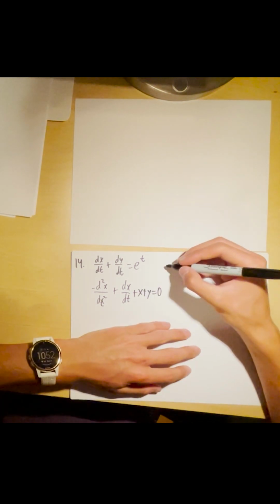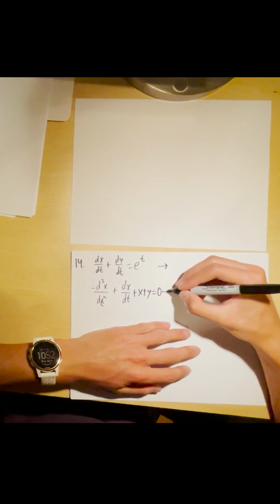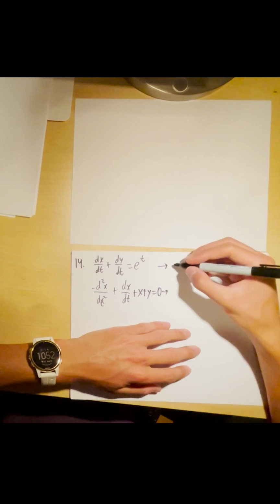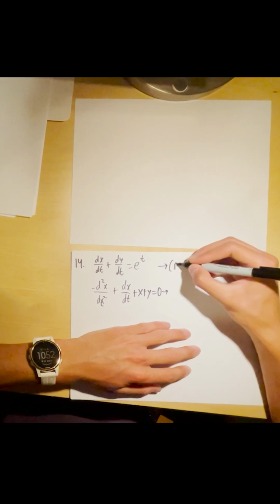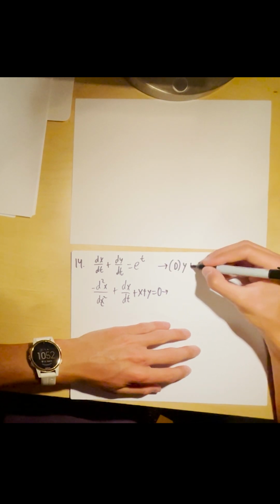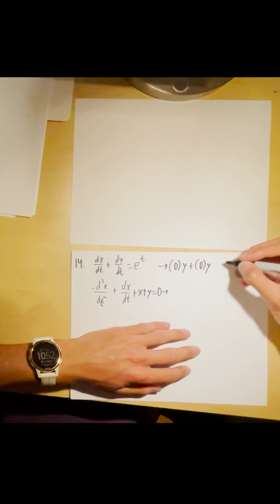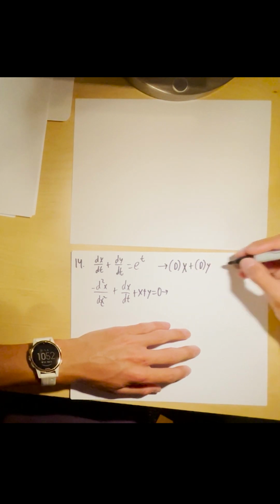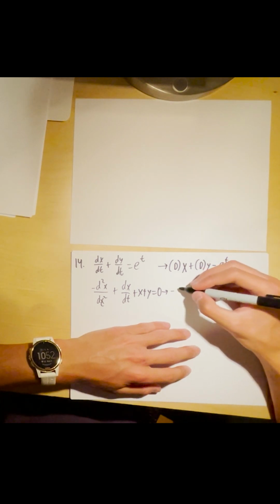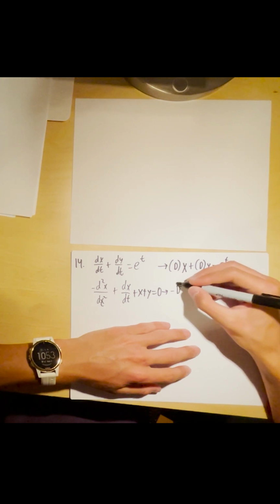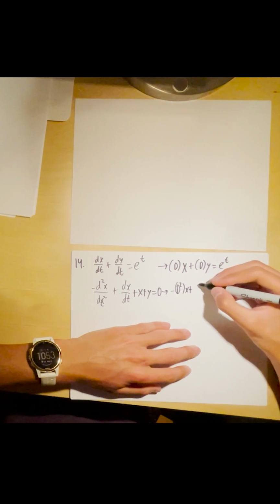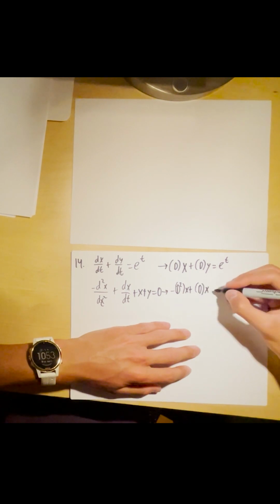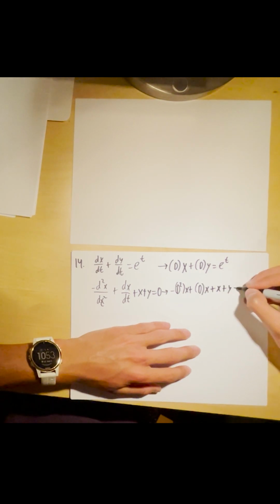First step is to convert these into their forms with the differential operator. So this is Dx plus Dy equals e to the t. The other one becomes negative D squared of x plus D of x plus x plus y equals 0.